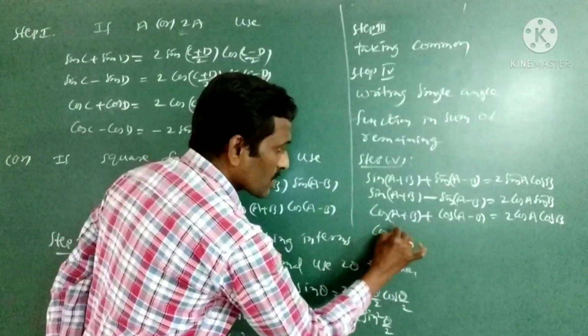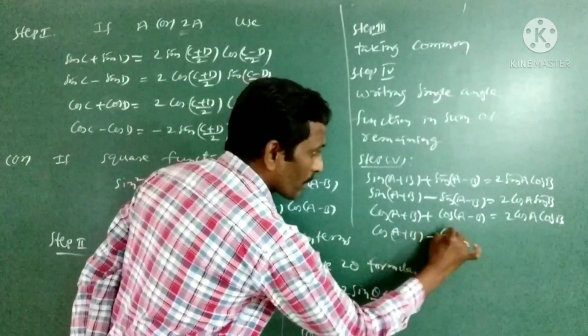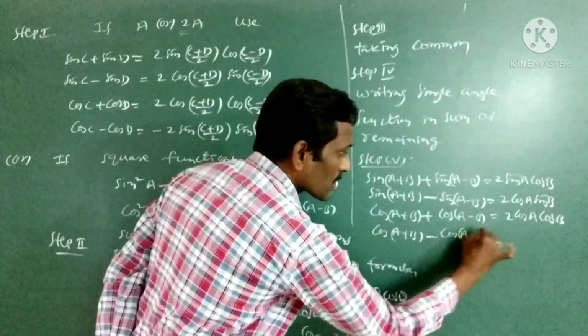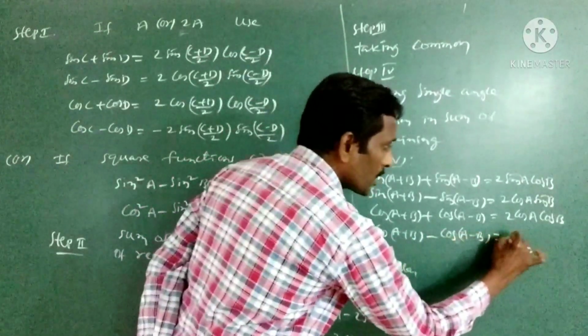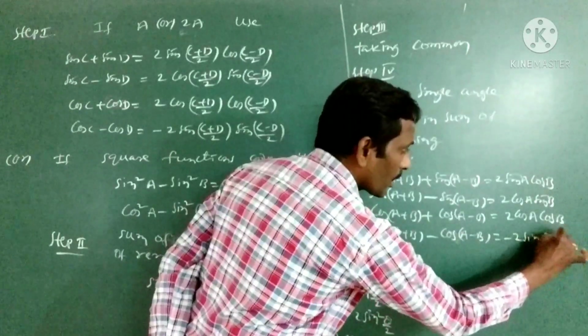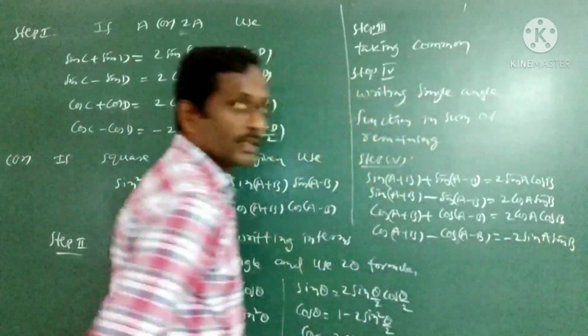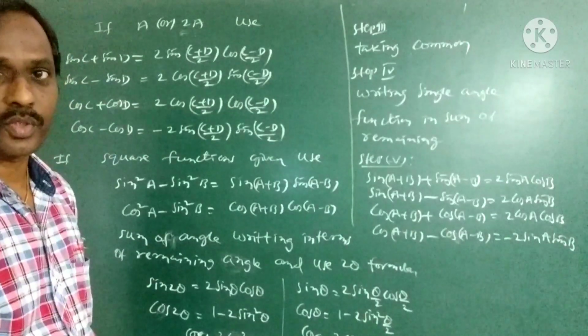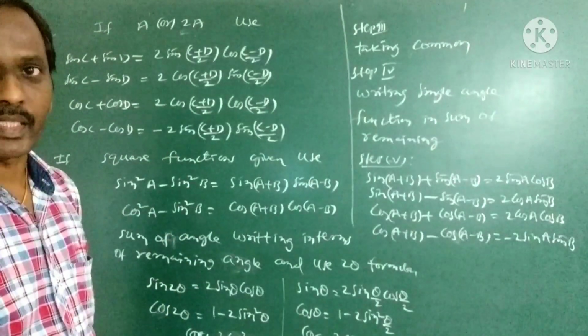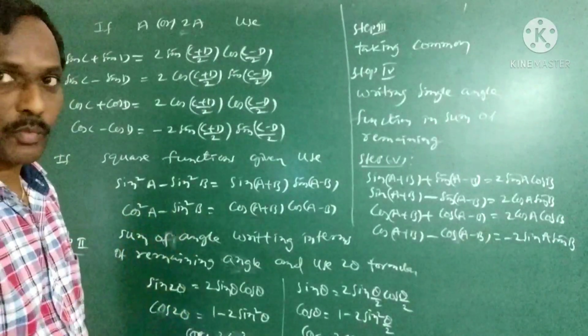If it is a cos function, cos(a plus b) minus cos(a minus b), suppose, then it equals minus 2 sin a sin b. So these are the 5 steps you have to follow to answer the 7-mark questions in trigonometry. So what are the first steps?